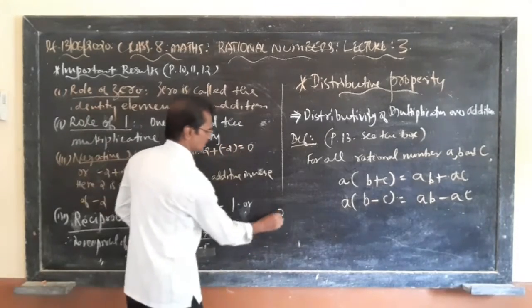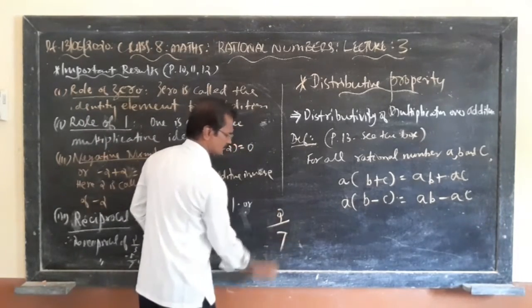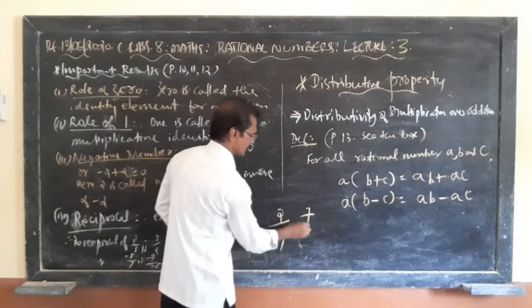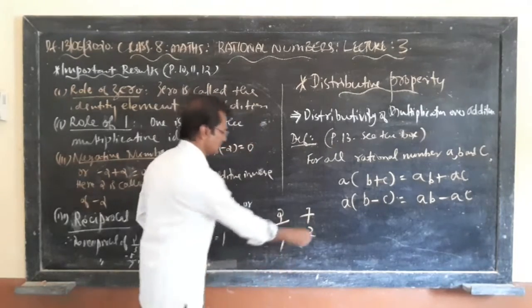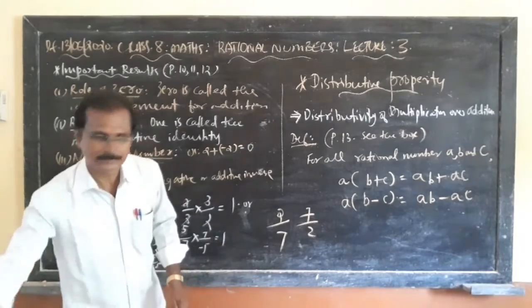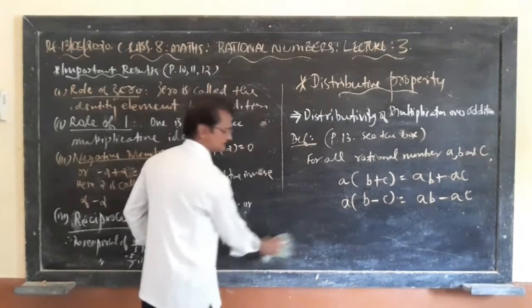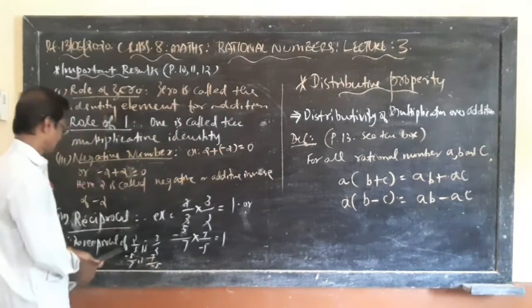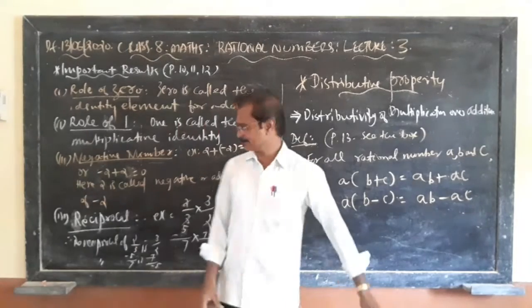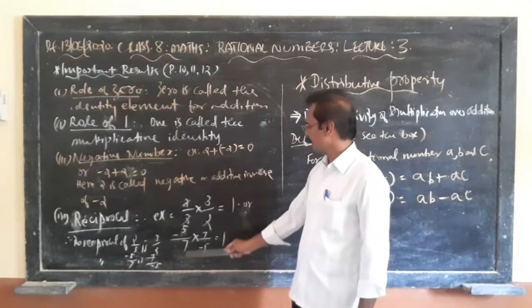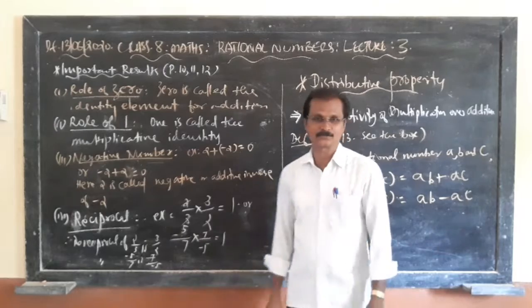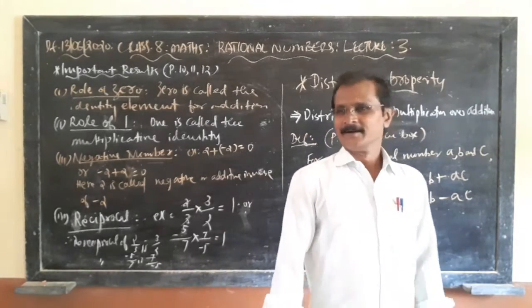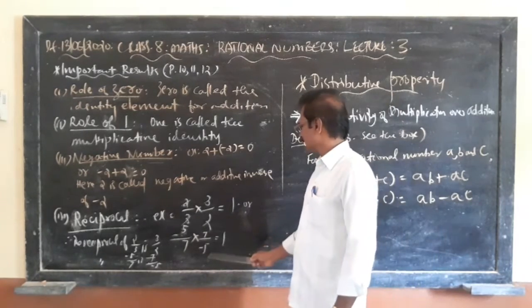Reciprocal of 2 upon 7, reciprocal is 7 upon 2. Okay, that is reciprocal. I have two examples. One more, another example here. Minus 5 upon 7 into 7 upon minus 5.